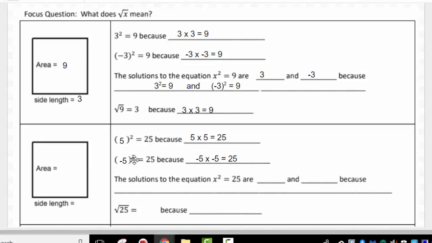So you should have gotten 5 and negative 5, because 5 times 5 is 25, and negative 5 times negative 5 is 25. Over here in the area and side length is going to be just like you did over there, with 3 and 9, except with 5 and 25. And this part down here is just like above. So I think you can do the rest on your own.